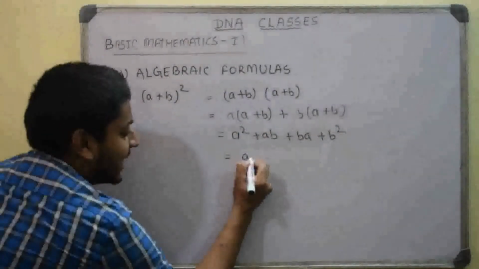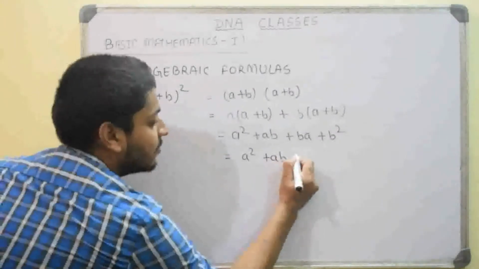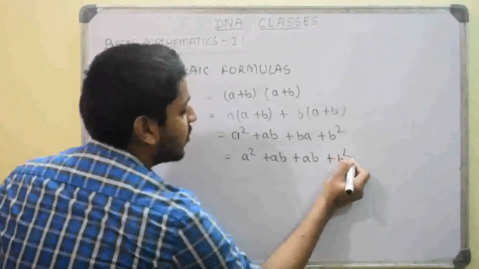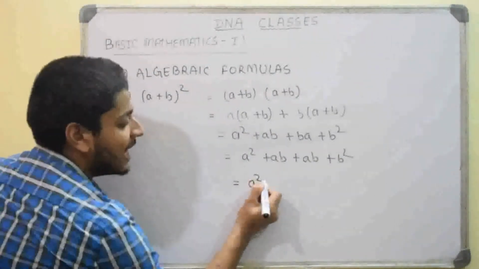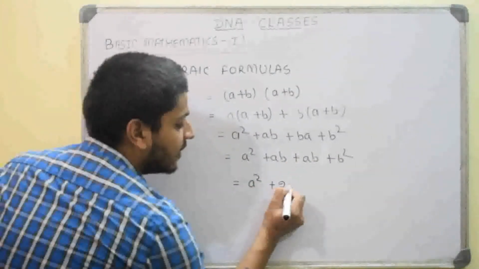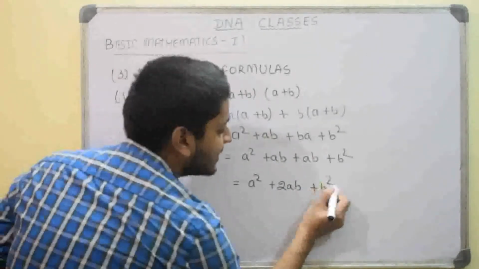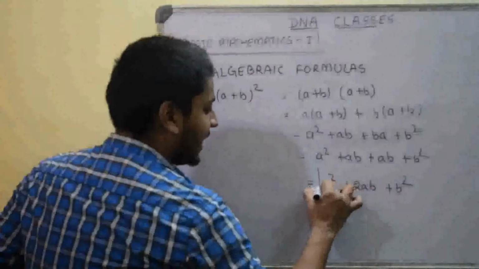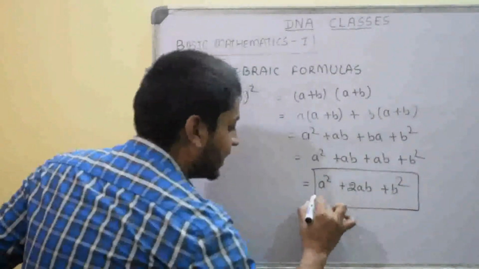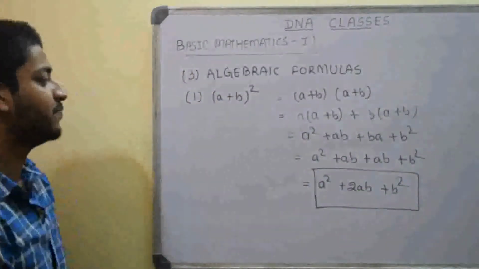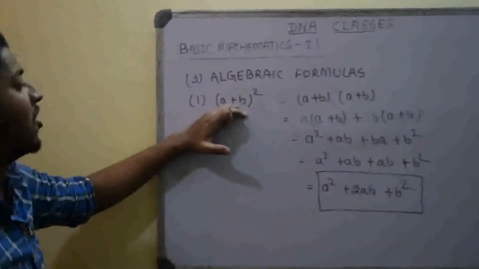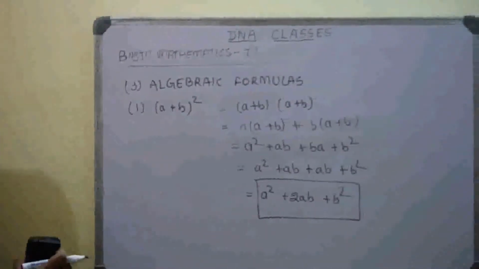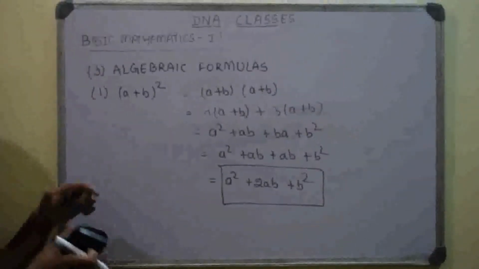So this can be written as a squared plus ab plus this ba can be written as ab, since ab is equal to ba, plus b squared. Now a squared, ab plus ab is 2ab, plus b squared. So a plus b whole squared is a squared plus 2ab plus b squared. This is the proof of a plus b whole square. How we will derive? This is the procedure. Similarly, I will write the formula. You have to derive on your own.